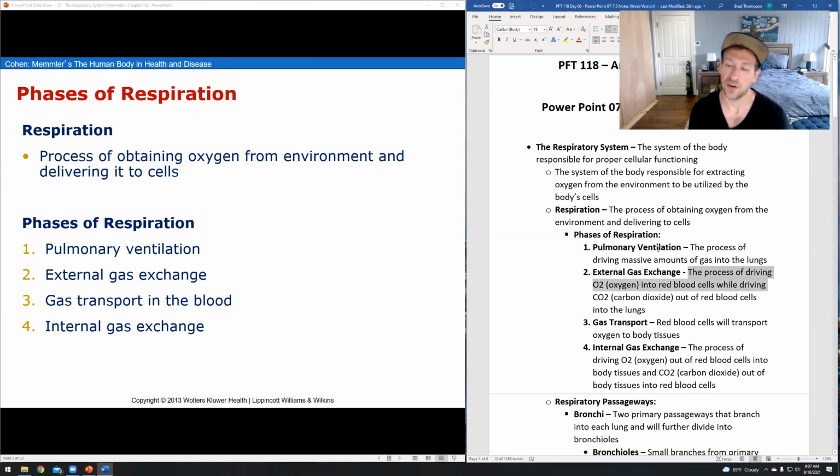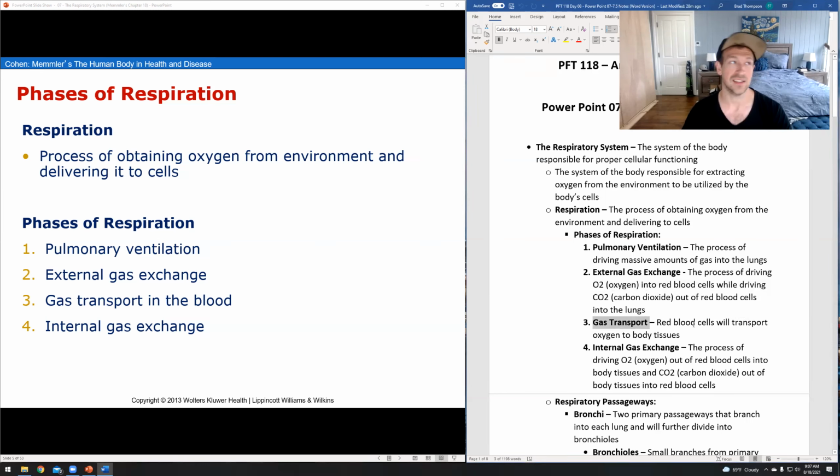Let's go ahead. So from external gas exchange, once we get rid of our CO2 and pick up our oxygen, now it's sitting in our blood cells, right? And now our blood cells are traveling through our cardiovascular system, and they're going to transport that oxygen wherever it needs to go. And so step 3 is gas transport, right?